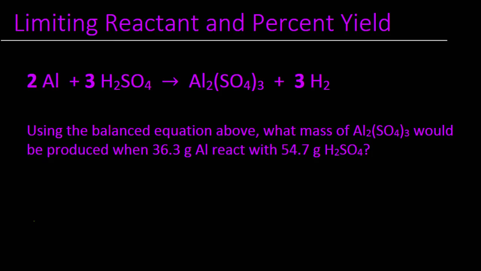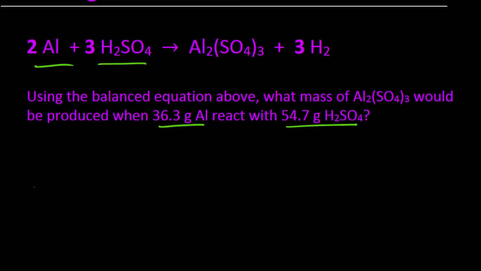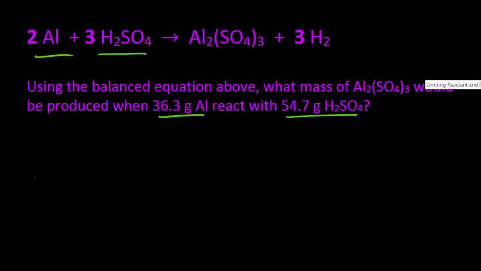This is a look at a limiting reactant problem. Now we identify it as a limiting reactant problem because the mass of each reactant is given. Now, there's more than one way to solve a limiting reactant problem. This is the way that I prefer to do it. The way that I prefer is to start with the mass of each reactant given.